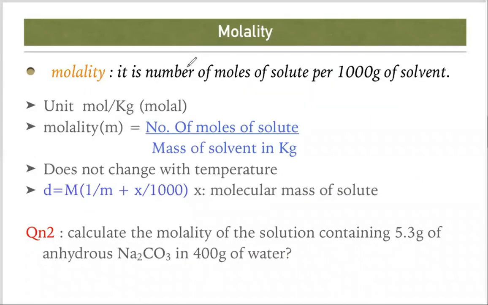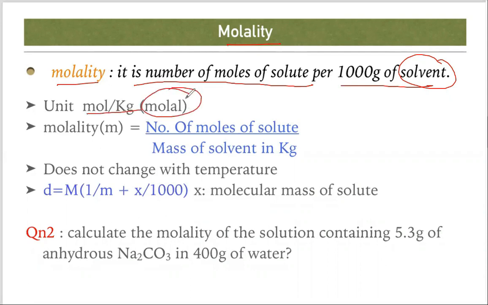So in this slide, we are going to talk about molality. What is the meaning of molality? Molality is the number of moles of solute per 1000 grams of solvent. Remember, this is solvent, not solution. The unit is mole per kg, and we can pronounce it as molal. So 1 molal solution, 2 molal solution, 0.1 molal solution, semi-molal solution, like that.